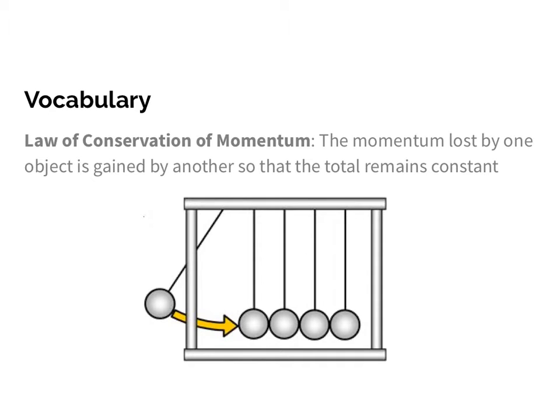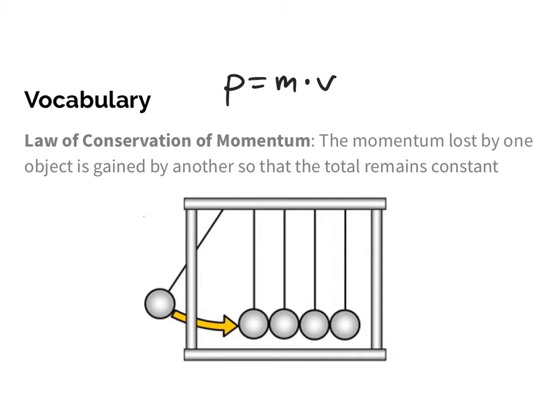Welcome back. Today we are going to talk about what's known as the law of conservation of momentum. Last section we looked at the idea of momentum as a measurement of how much motion an object has. So it's the object's mass times the speed.